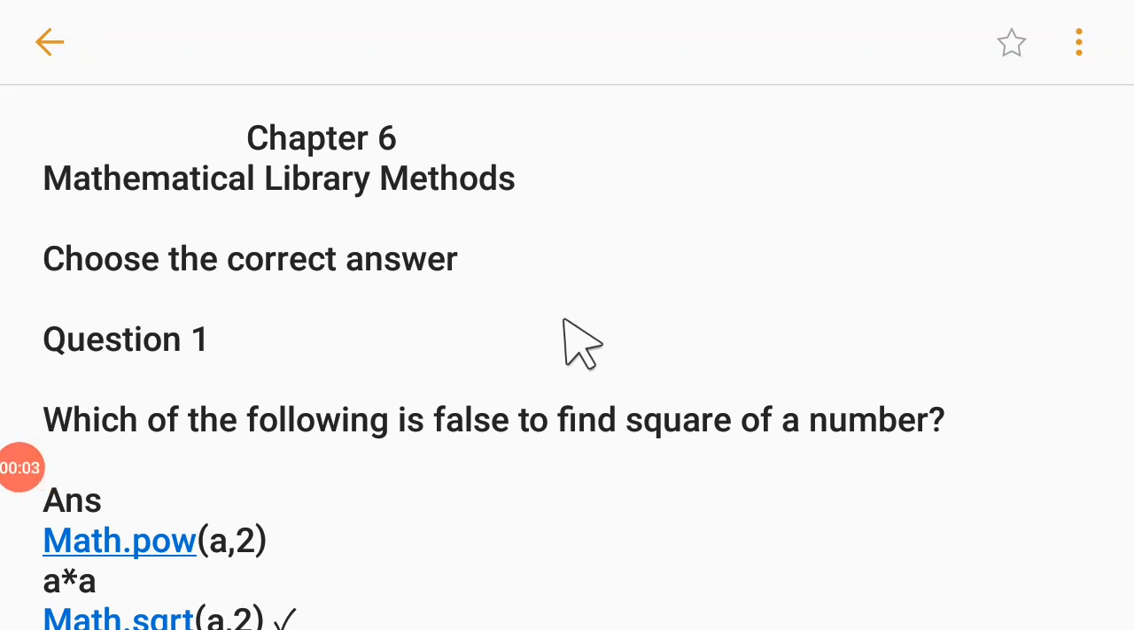Now students, in this video I'm going to discuss the mathematical library methods question answers, and that is chapter number 6. Before moving ahead, I want you to first understand what is actually the meaning of method or functions. Whenever you write a program, there is a set of instructions. And whenever we write those instructions, where do we write? We write in a function.